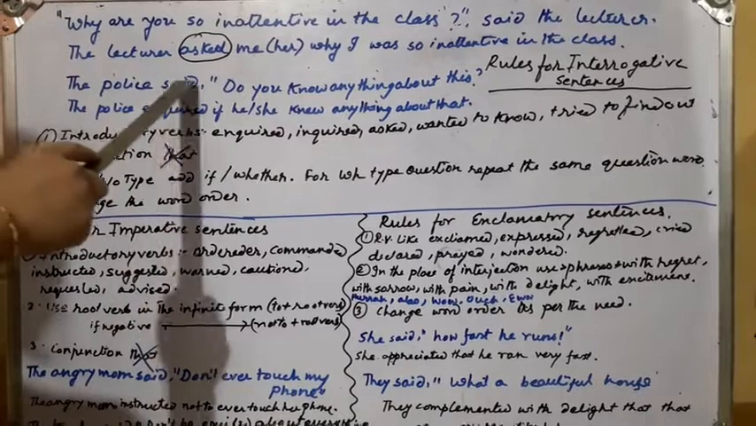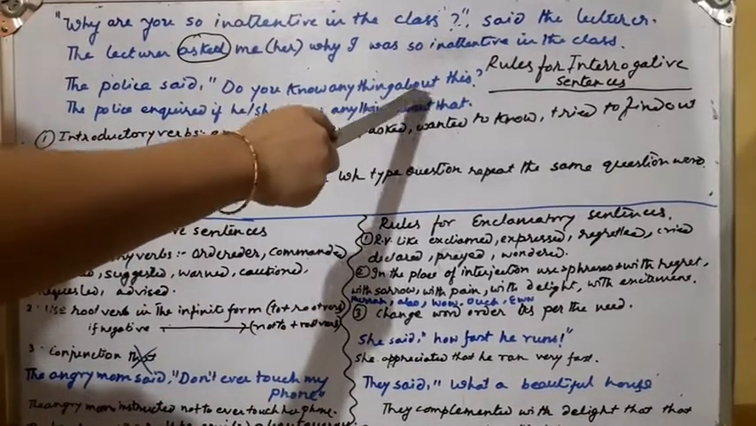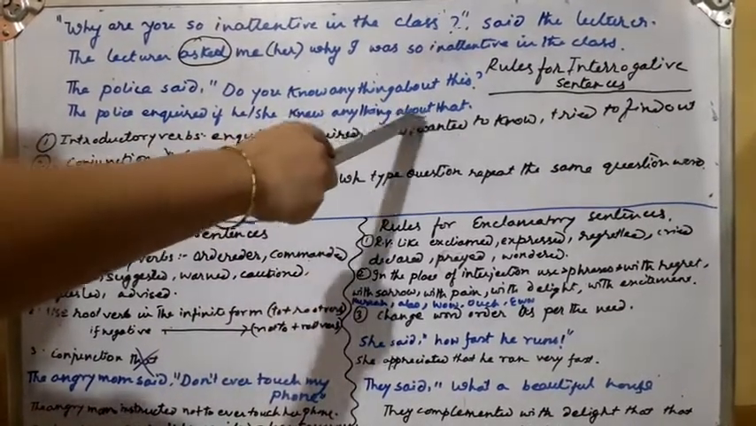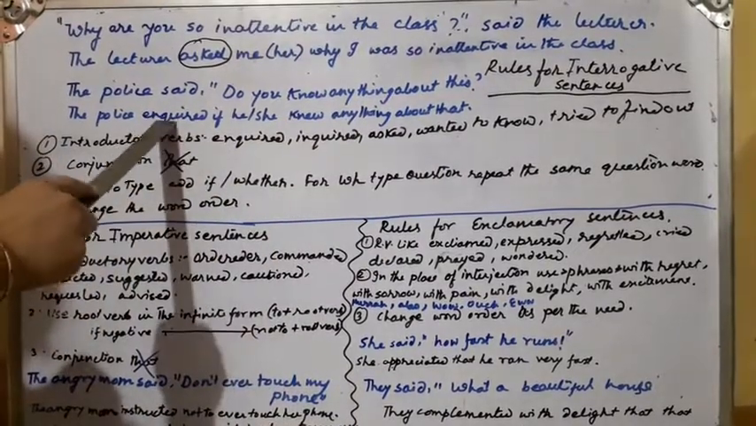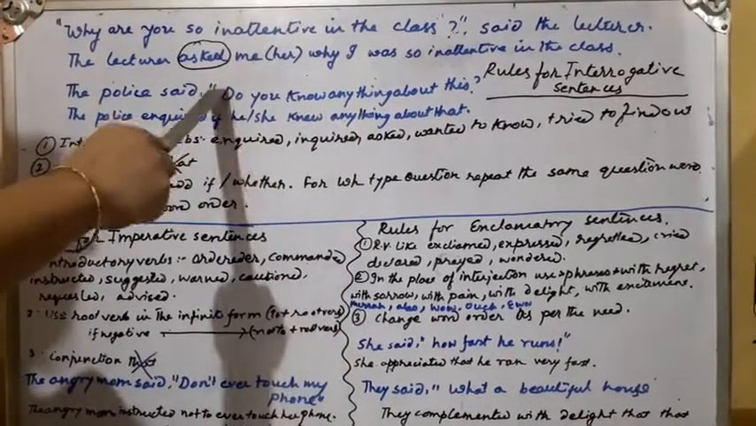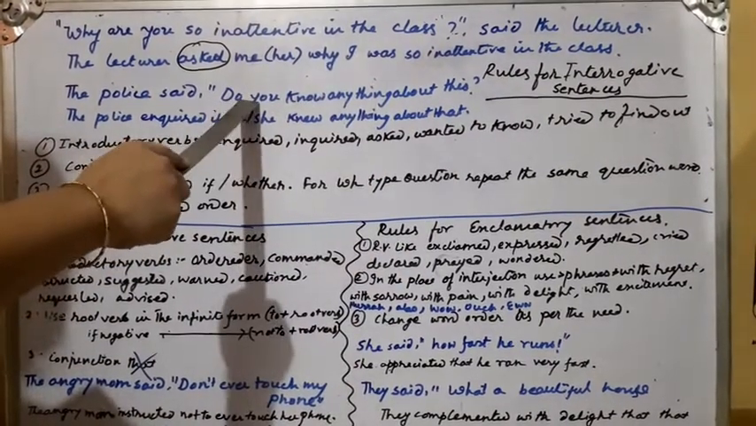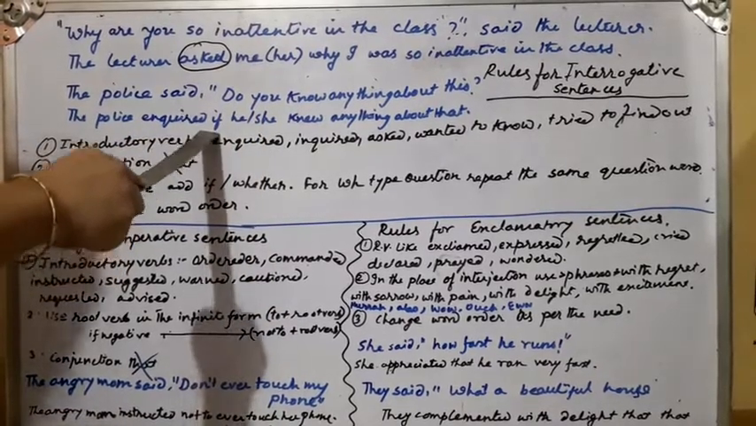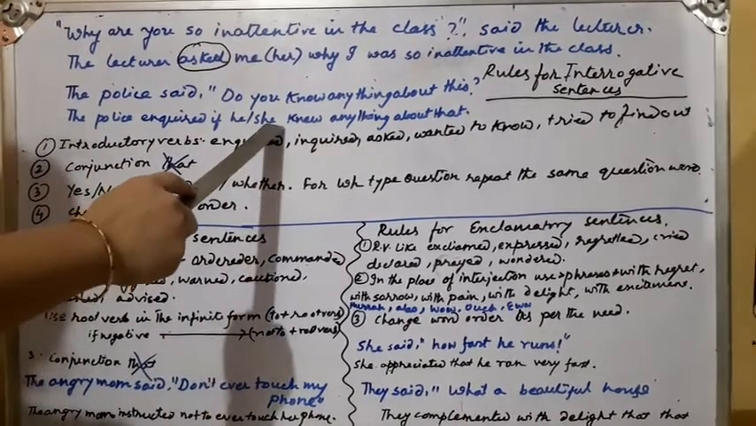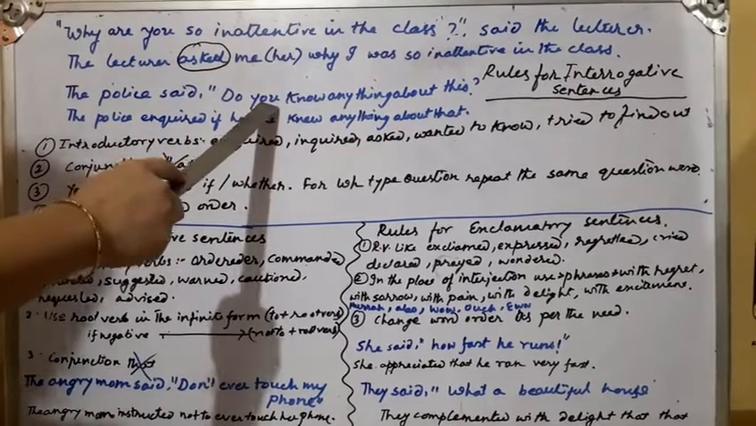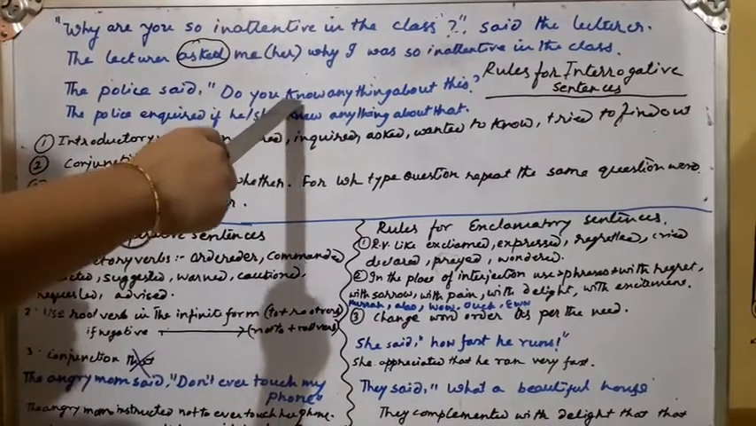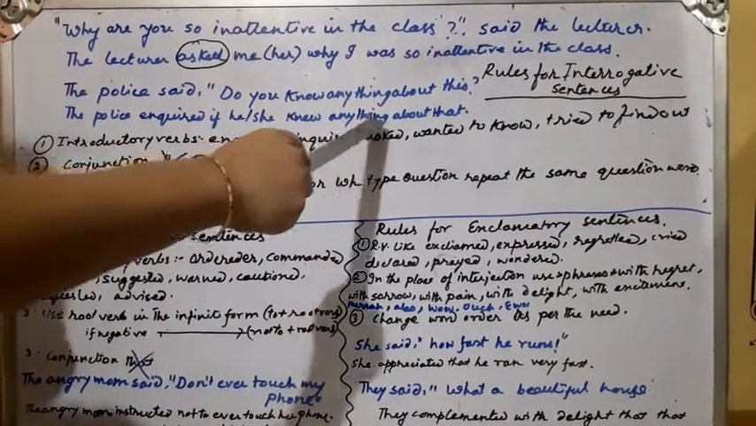Another sentence: the police said, "Do you know anything about this?" So the police inquired if he or she knew anything about that. That means I have chosen inquired. You just notice, this is the statement in the inverted commas. So this is the direct speech, and the change I have made in the indirect speech is: the police inquired if or whether he or she. That means the second person you has changed to the third person, and no change to anything about that.